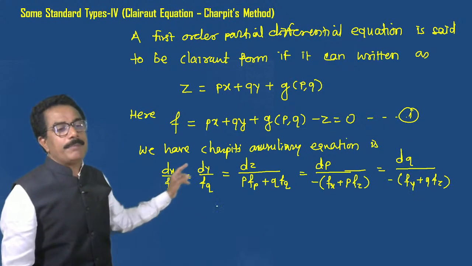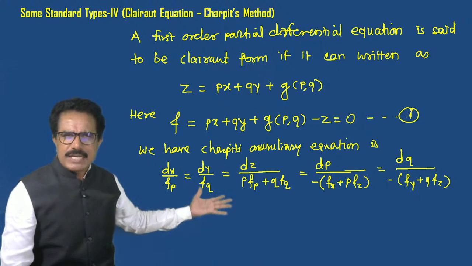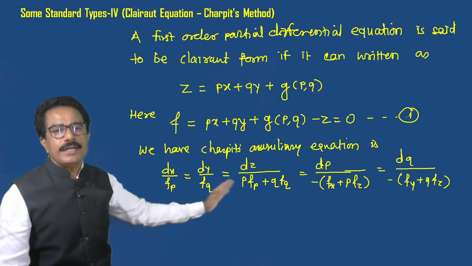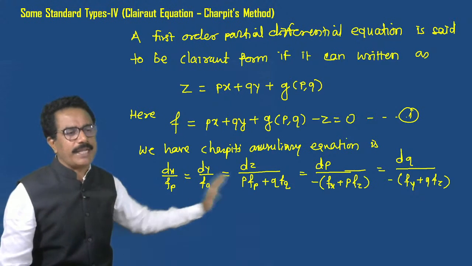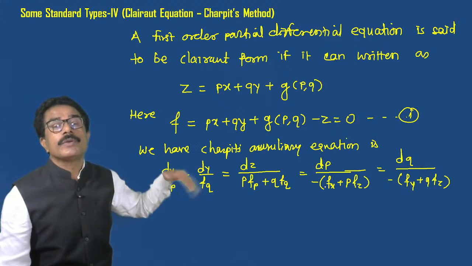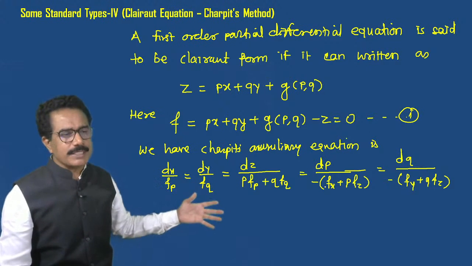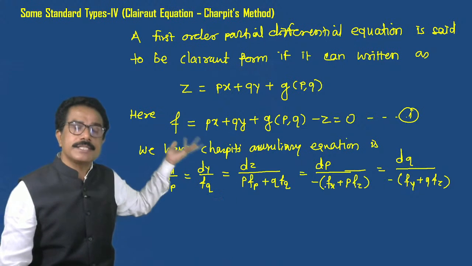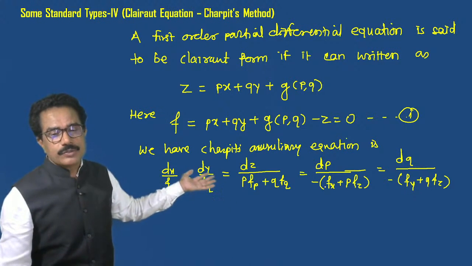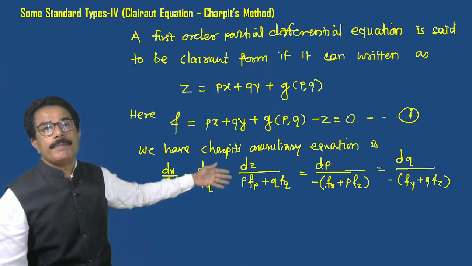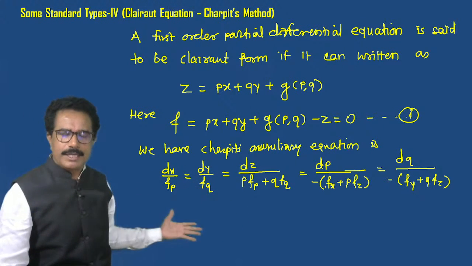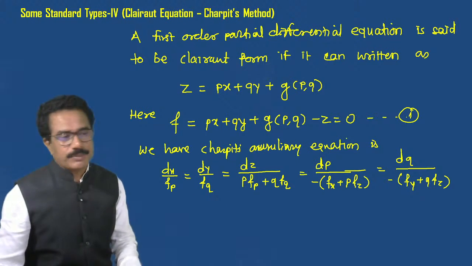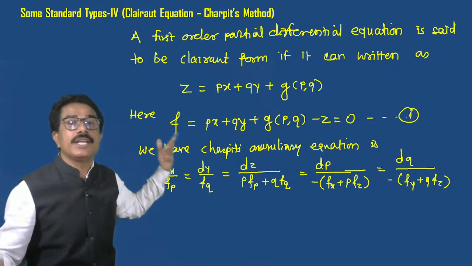This is the Charpit's auxiliary equations. You can make different equations by comparing different fractions. You can make a number of equations, 4 or 5 equations we can make. So it is also known as Charpit's equations. You can write these equations as Charpit's equations. This is a combination of equations.